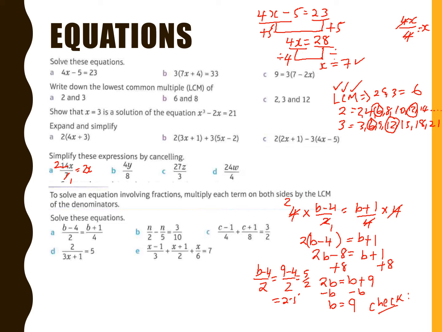Again, on this other side, 9 plus 1 gives me 10. 10 divided by 4 is the same as 5 divided by 2, which is the same as 2.5. So yes, my answer is correct, because if this is 2.5 and this is 2.5, it fulfills that equal sign.